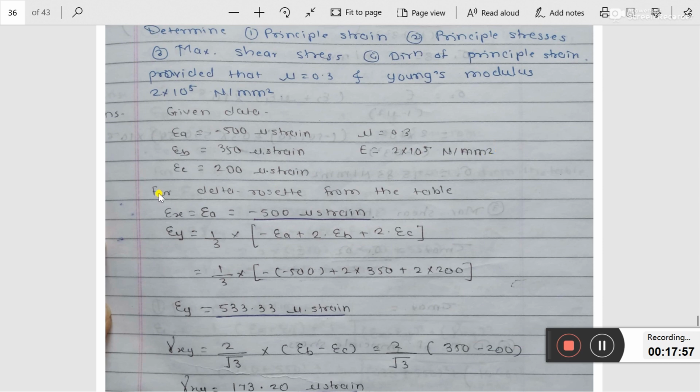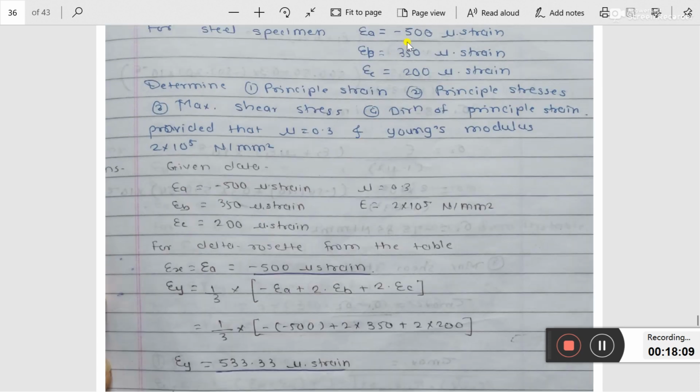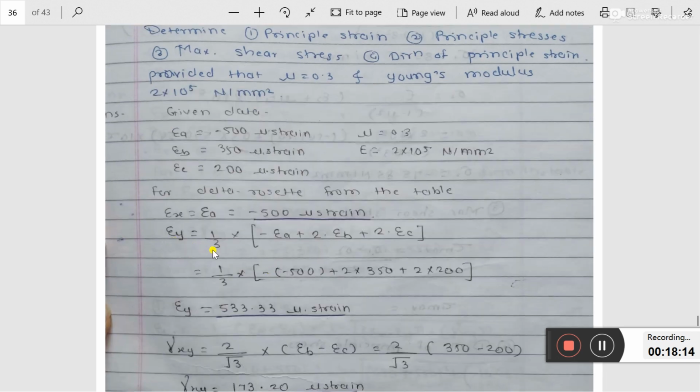Therefore, for the delta rosette, from that particular table, I have written the value of epsilon X is equal to epsilon A, which is minus 500 microstrain, because epsilon A is given as minus 500. Therefore, I have to write it as it is. Then for epsilon Y, the formula is 1 by 3 into, in square bracket, minus epsilon A plus 2 into epsilon B plus 2 into epsilon C. So I have to put the value of epsilon A as a minus value, then 2 into epsilon B, that is 350, and plus 2 into epsilon C, that is 200 microstrain.